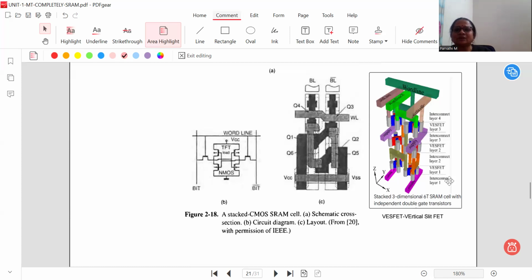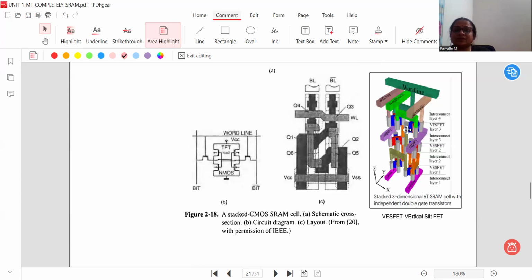Now this layout is also represented with a new technology, like a staggered three-dimensional 6T SRAM cell with independent double gate transistor. This is taken from one paper in which vertical slit FET was used. If you observe, this is the base, this is one interconnect layer. This gray color is metal. Above one interconnect layer there is one more layer of transistors, and it is stacked vertically. So this is VS FET layer 1, then interconnect layer 2, then VS FET layer 2.